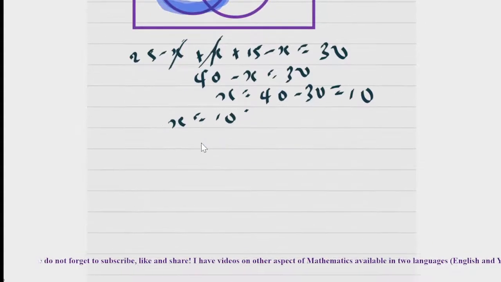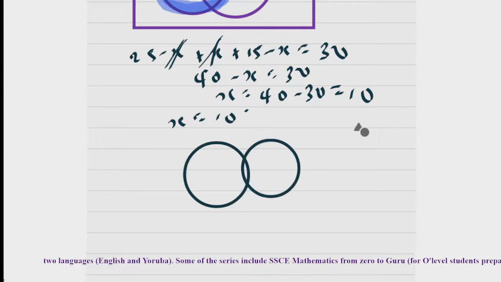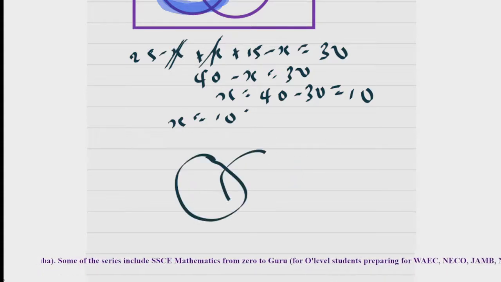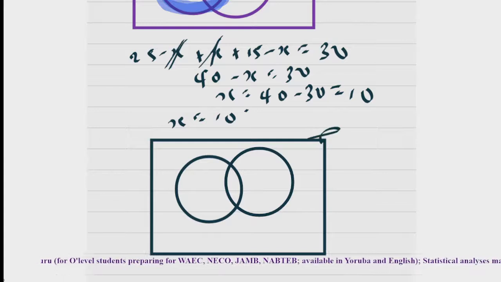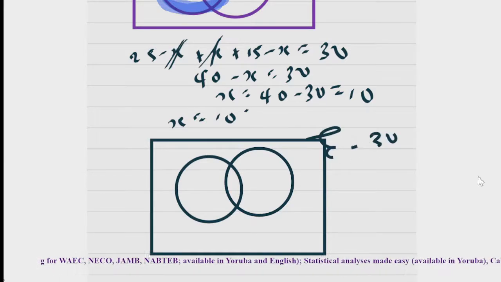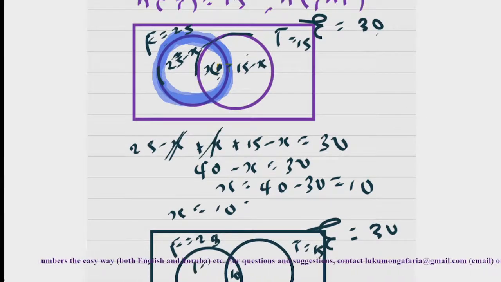If I were you, I can draw the diagram again. And if you don't want to stress yourself, you may not bother to draw it. You have your two sets like this. Let me draw it again. I think it is very small. You have your two sets like this, and you have your universe set to be 30. Don't forget, you have F, you have T here, and your F is 25, right? So your T is 15. And you have your X here, which is 10 here. I'm just substituting it back. And this is 25 minus X, this is 15. This is 15 minus X, that's going to be 5.